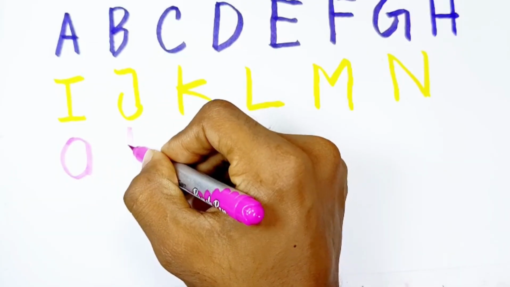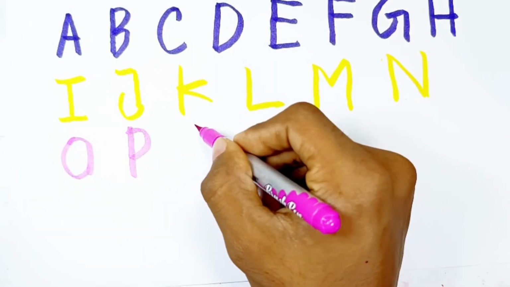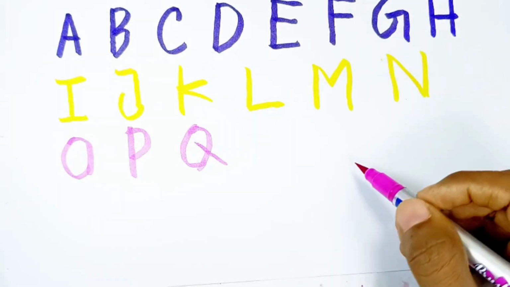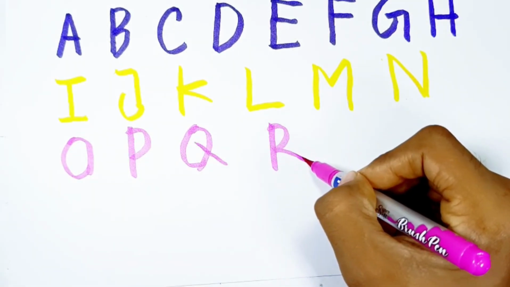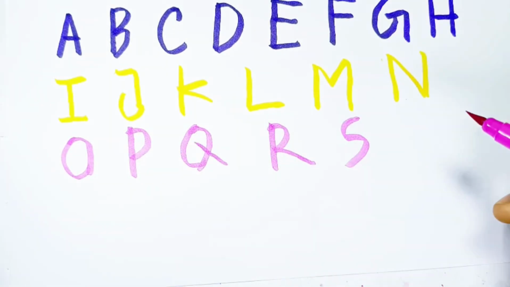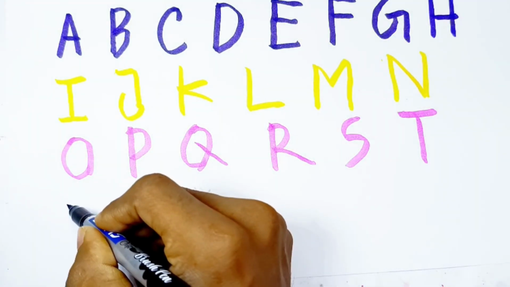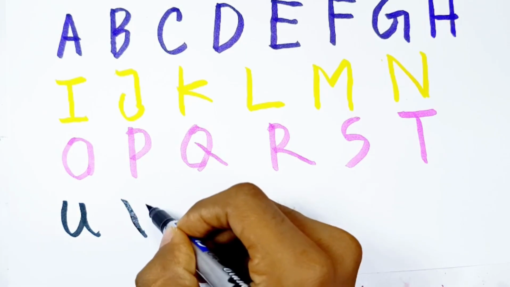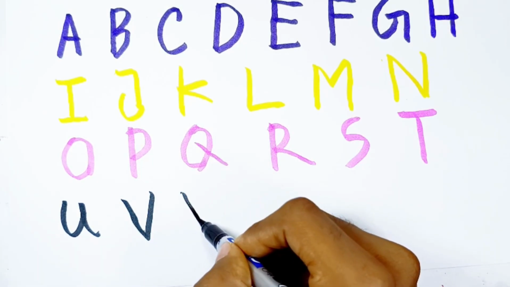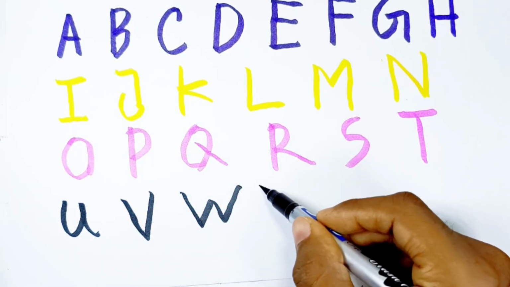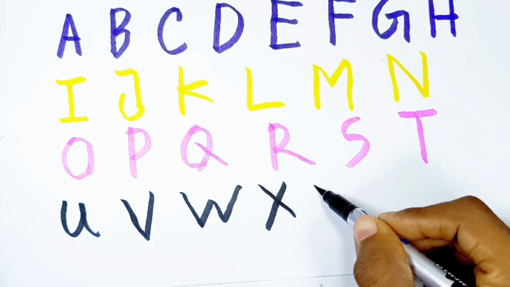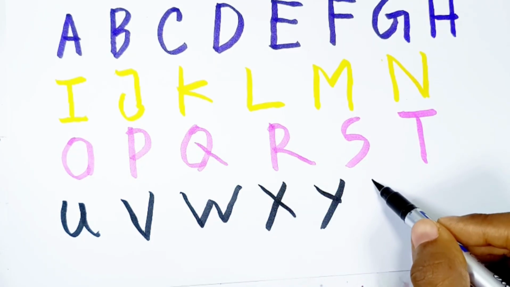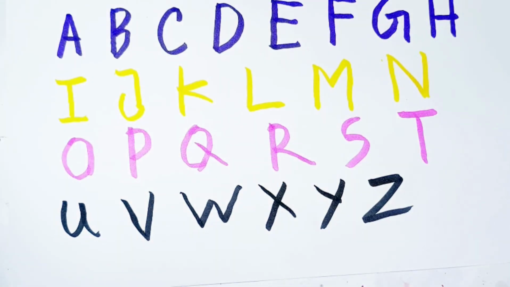Okay, so now you draw O. O for orange, P for parrot, Q for queen, R for rose, S for sun, T for teacher. Okay, so now you draw U for umbrella, V for vine, W for wheel, X for telephone, Y for yo-yo, and Z for zebra.